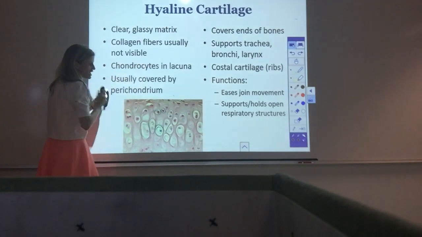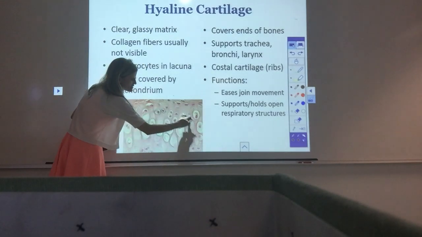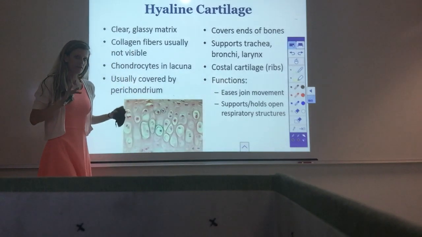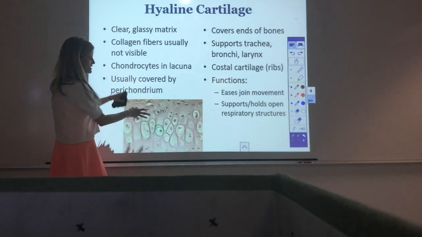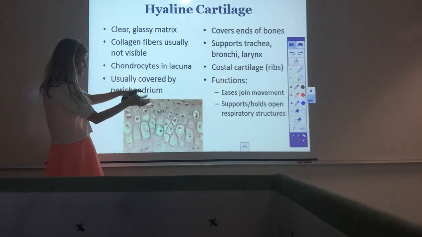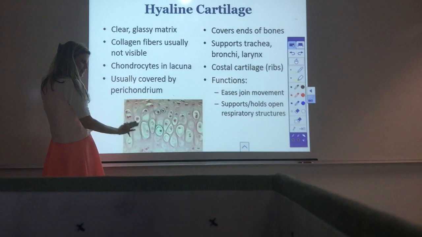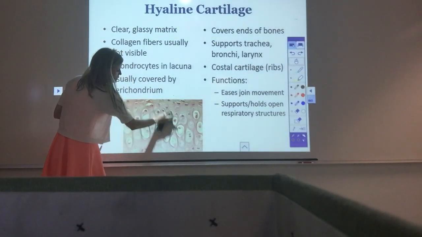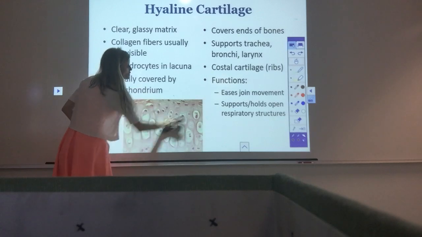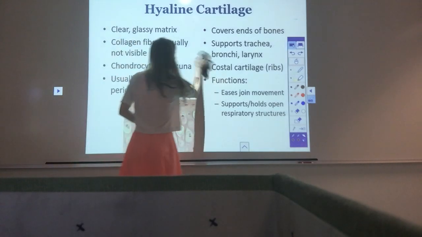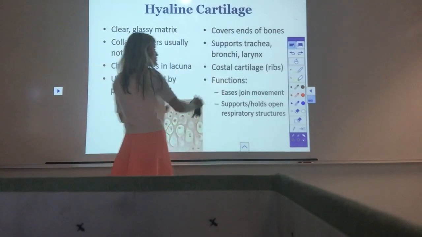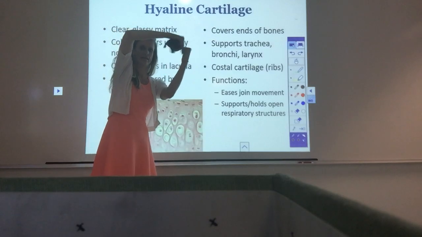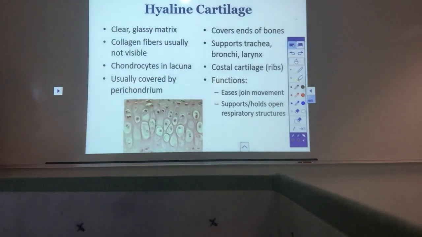Hyaline cartilage has this really nice glossy matrix. Okay? It has collagen, but you can't see it. You can't see it because there are a bunch of crystals present in this, so you can't see the collagen. So it's got this nice, smooth, glossy matrix. Okay? You don't see fibers in it. That's how you know you're looking at hyaline cartilage. This is the cartilage that covers the ends of your bones. So where you have these nice smooth caps on the ends of your bones so they can slide and glide nicely, that's hyaline cartilage.